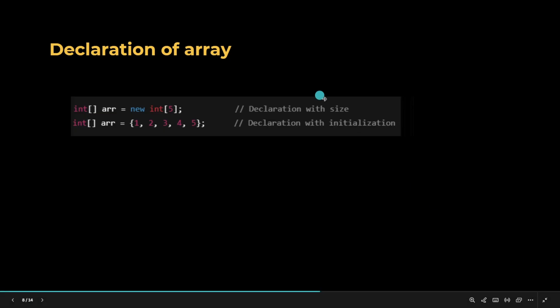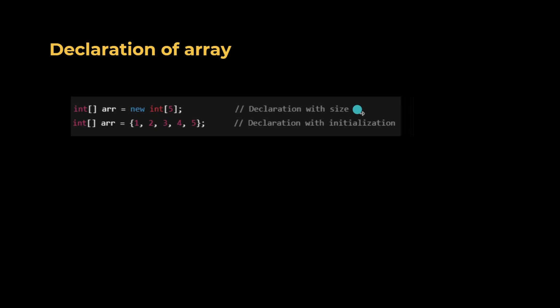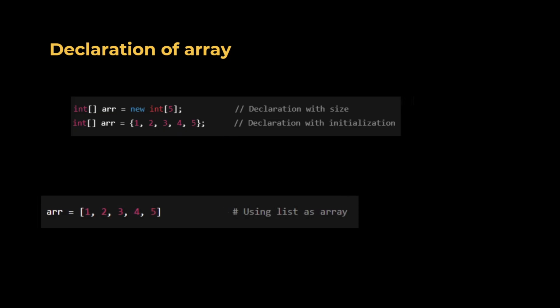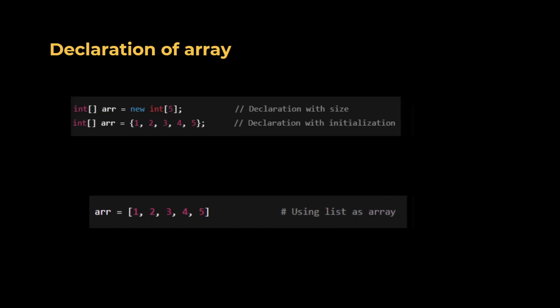In this, we are going to initialize the size of the array first, and the second thing is declaration with initialization. So if we declare an array, at the same time you can give some values to the array. And next, this is the list of an array.